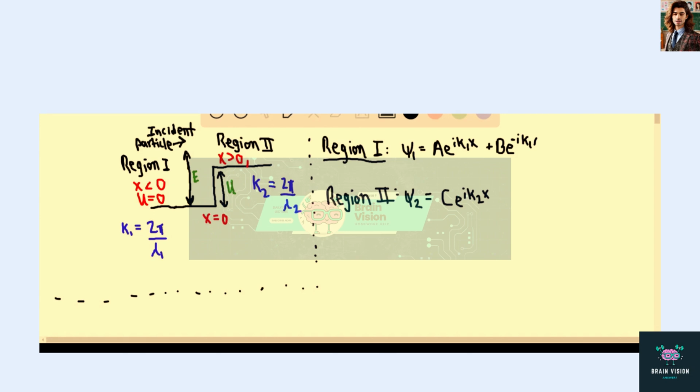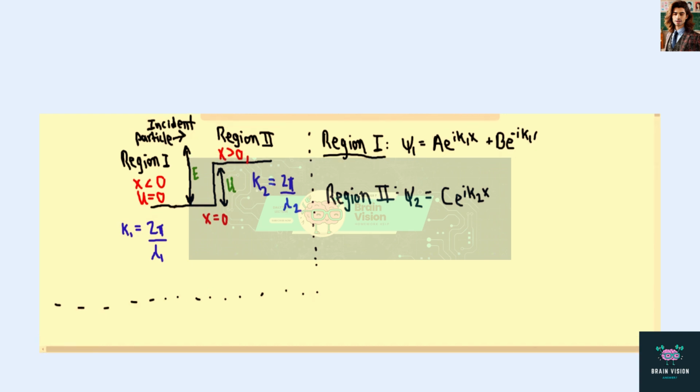So we have particles that are incident from the left. And so we're going to have to divide our problem up into two regions. In region 1, there will not be a potential, but there will be in region 2. This means that we're going to have two forms of the wave function. So in region 1, the wave function will have two terms.